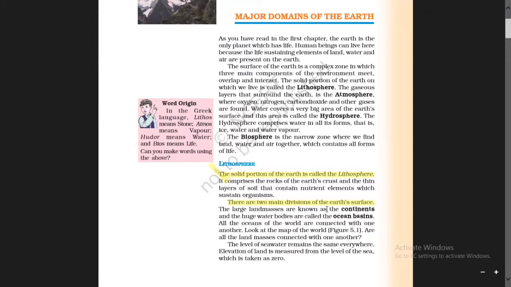Large land masses are known as the continents. Large land masses of the earth are known as continents, where we build our houses, construct roads, rail tracks, etc. And the huge water bodies are called the ocean basins. Huge means big. So these are the two main divisions of the earth's surface.